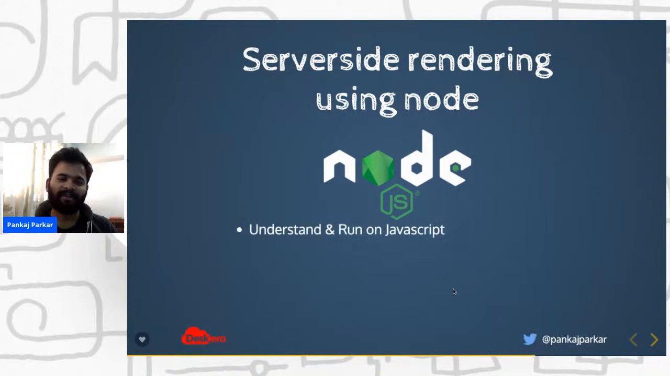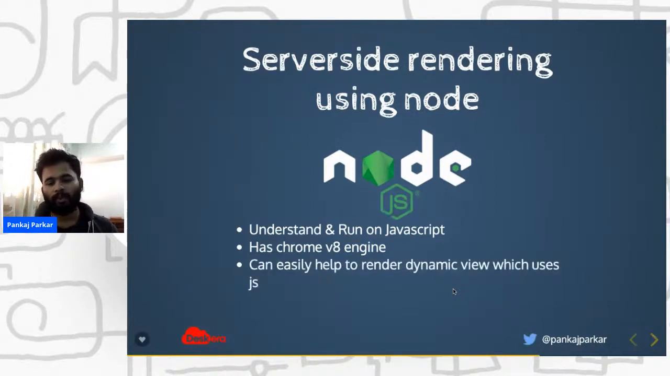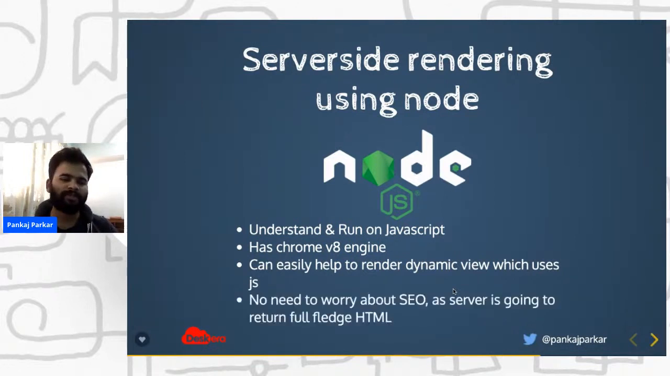Okay, using Node. So what is it? Why Node? Because Node understands JavaScript. It can also help us render the page on the server side. It can form the HTML over there, and it can throw it directly to the browser. Also, it has the Chrome V8 engine, which is inside Chrome. Also, we can use JavaScript on the server side to render or do some kind of JavaScript operations.